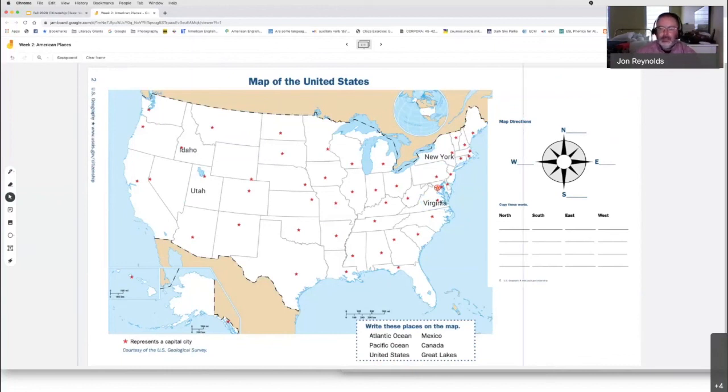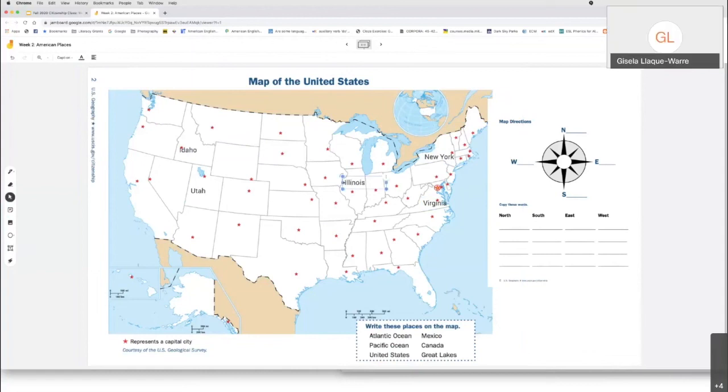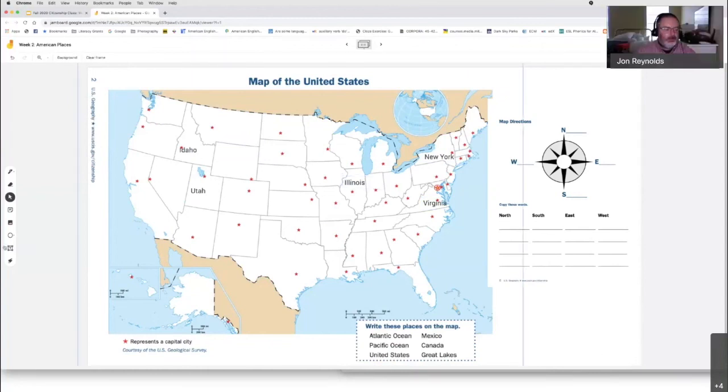Gisela, have you been to any other states? I've been in Chicago. Now, Chicago's not a state. That's a city. Illinois. I'm sorry, Illinois. Yeah, there you go. So there's Illinois. I've been in Florida. I think a lot of people know Florida, right? Florida's getting the hurricane right now.